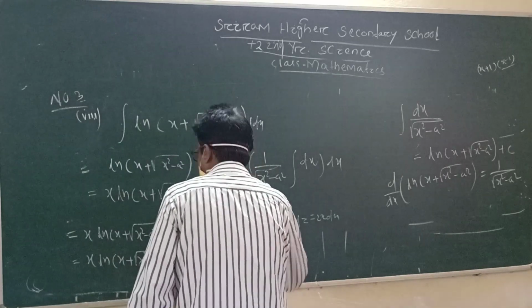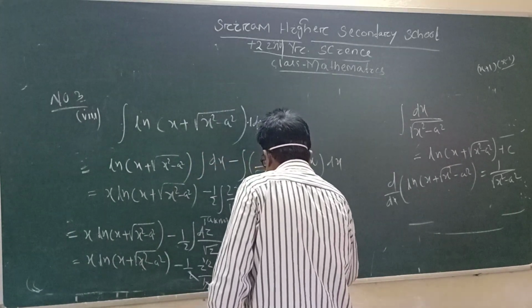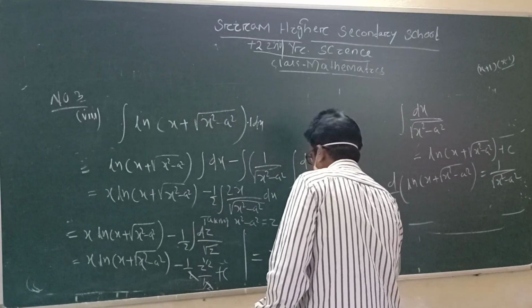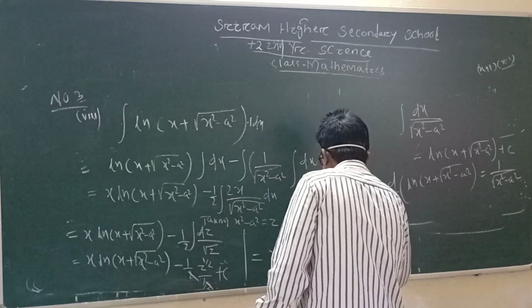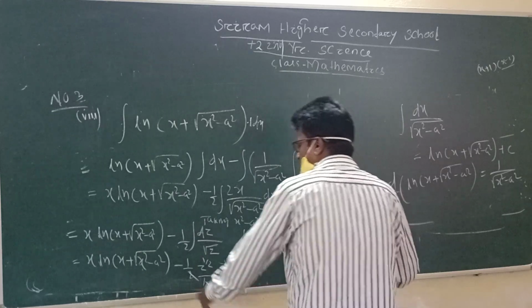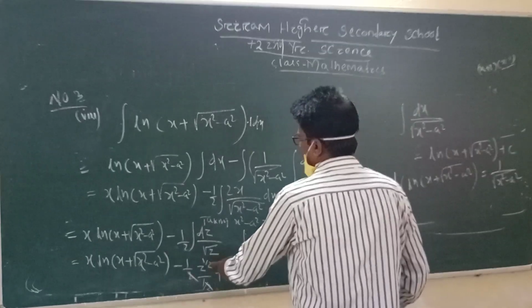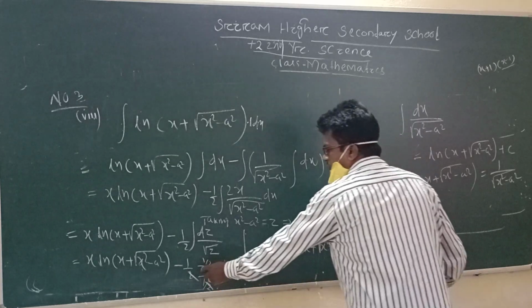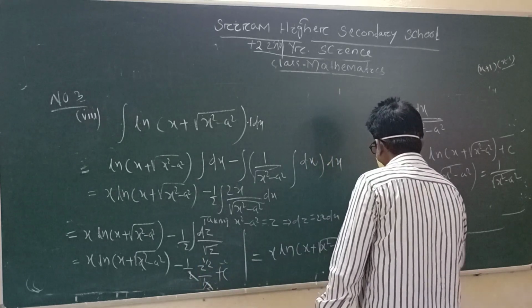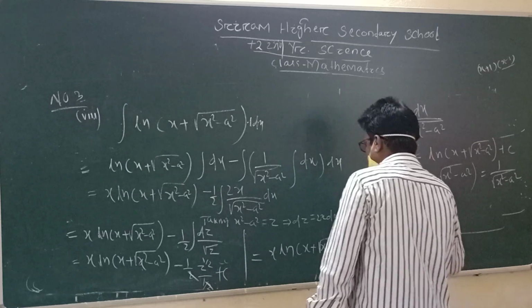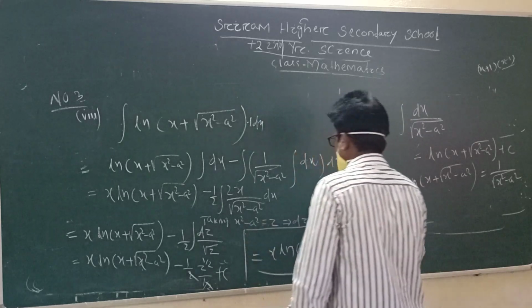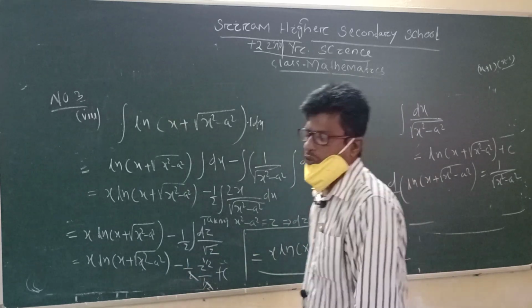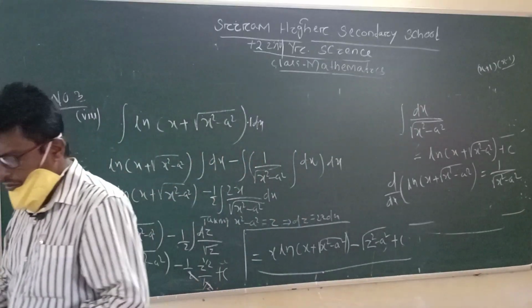So that becomes x ln(x + root over x square minus a square) minus the value of z. Taking z equal to x square minus a square, z to the half is root over x square minus a square, plus c. That's your answer. That becomes that, and that's the answer. So that is all about number 3.